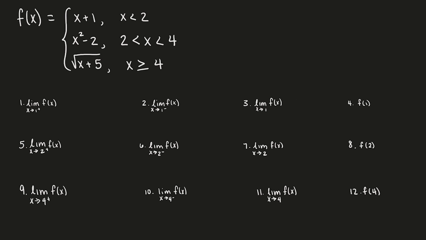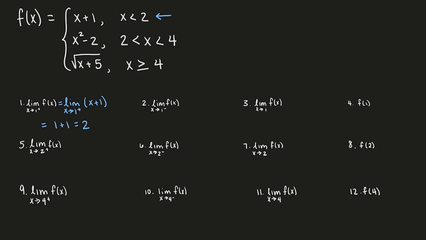We have the limit of f of x as x approaches 1 from the right. So when we're looking at the value that x is approaching, that's what we're going to use to determine which one of these functions we need to use to evaluate the limit. As x approaches 1 from the right, that means x is less than 2, so we're going to use this first function here. So we're going to say, okay, the limit as x approaches 1 from the right of x plus 1. So now when we plug that in, we get 1 plus 1, which is equal to 2.